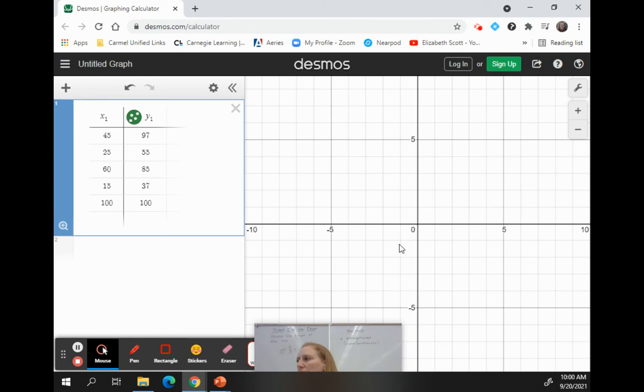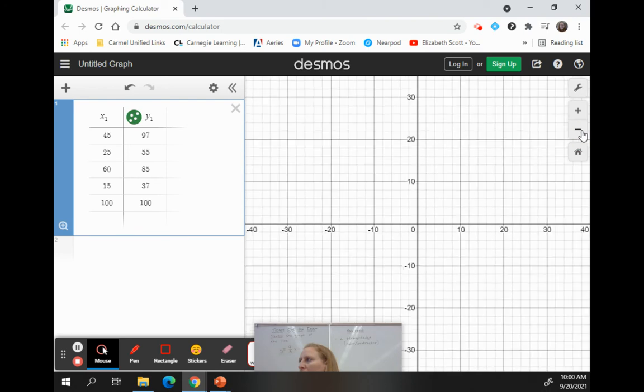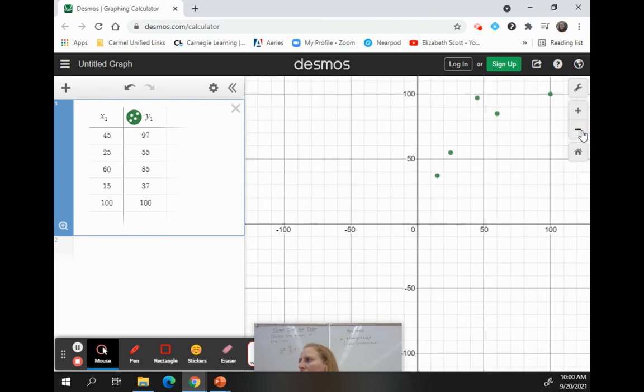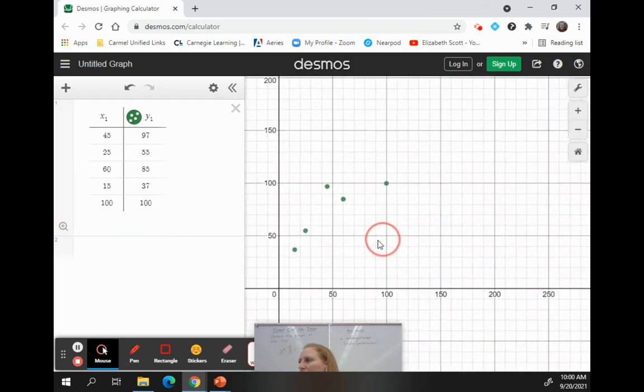We've made our table. Now, I don't see the dots here. So here's what I'm going to do. I'm going to zoom out because you can see I've got some big numbers here, which I can't see on my graph because it only goes up to 10. So I'm going to zoom out a bit here. There we go. Now I can see some of these dots. That's great.